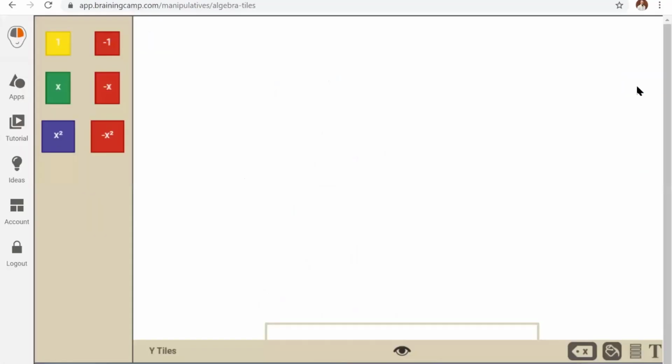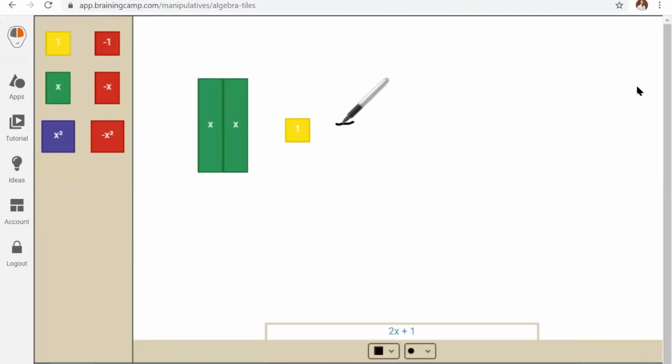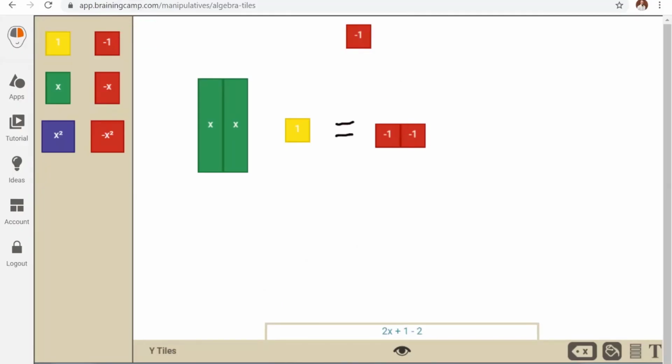Let's jump over here to some of our manipulatives. Each of the x's we represent with these green bars here. So we have 1x, 2x, and then we have plus 1, which we'll add there, and say that that is equal to negative 3. So we'll add 3 of these little red tiles to symbolize each a negative 1, and we have 3 of those.